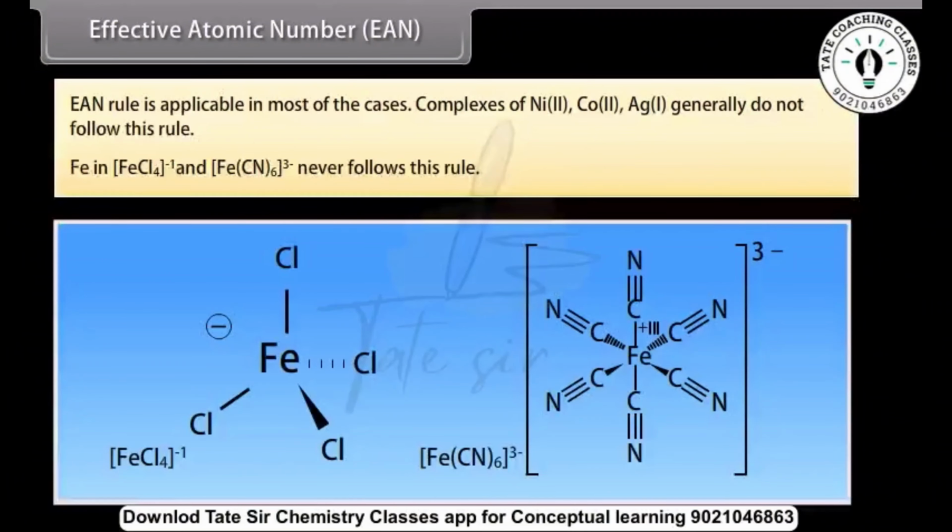EAN rule is applicable in most of the cases. Complexes of Ni2+, Cu2+, Ag+ generally do not follow this rule. Fe in [FeCl4]- and [Fe(CN)6]3- never follows this rule.